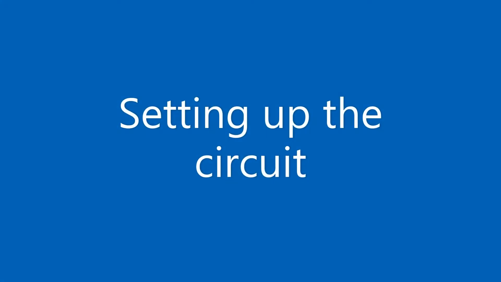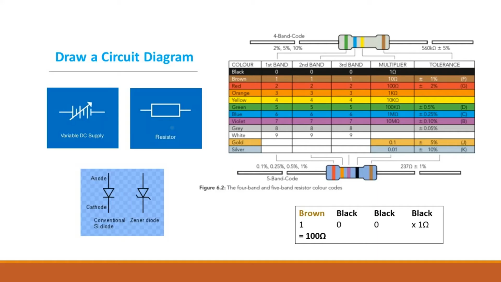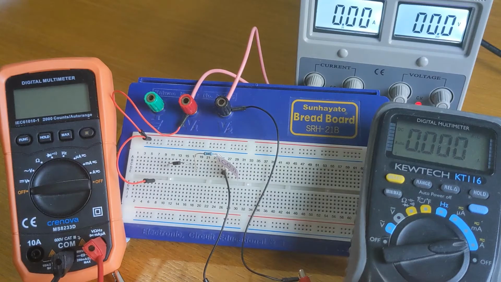In your report, I'm going to want you to draw a circuit diagram. You'll need to use standard circuit symbols, including the symbol for a variable DC supply and for a conventional silicon diode. We'll also have a resistor in the circuit, and the resistor that we're going to be using is 100 ohms. You can see there that the stripes will be brown, black, black, black, although hard to see on the picture there.